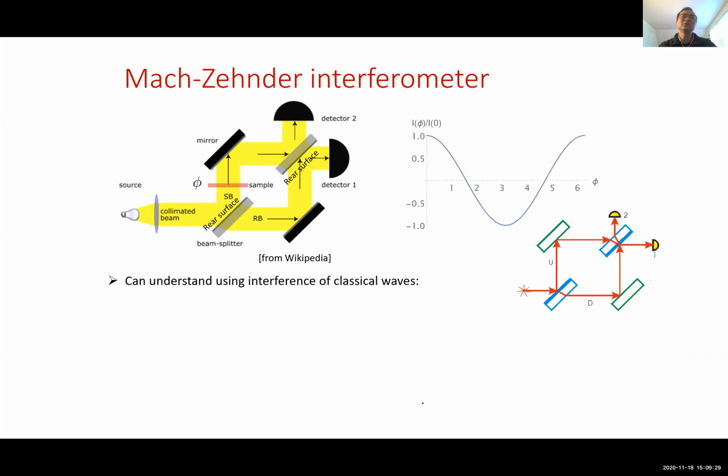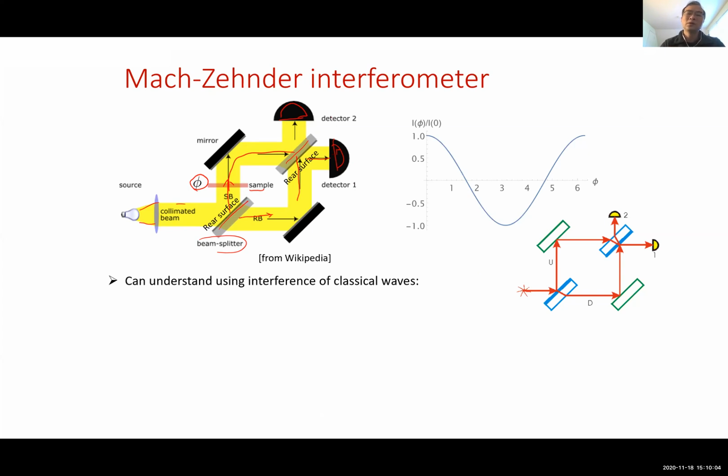We've seen this Mach-Zehnder interferometer before. So the setup we have is as follows. You have some light, and it goes through a beam splitter here and splits into two. In one of the arms, you put a sample, which induces some phase shift phi. And at the end, they combine, and there are two ports. You put a detector behind each port, and you measure the intensity.